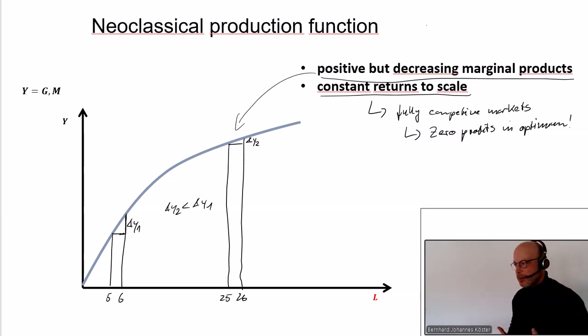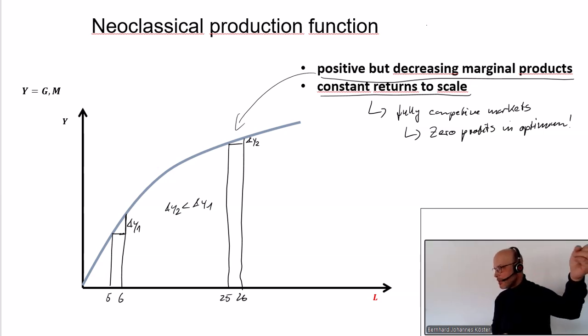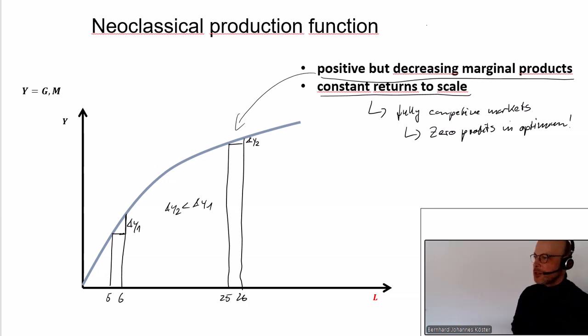To repeat it, the two main assumptions about the neoclassical production function are, first, positive but decreasing marginal products. If you are at a higher production level, then still increasing the input means increasing the output, positive, but the additional output you get out of one additional input unit will be less and less and less. And this is then this right-bending positive curve which we can derive from this assumption.